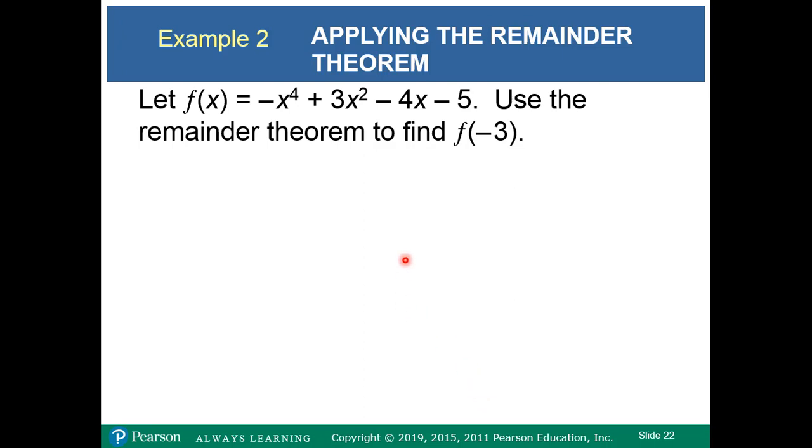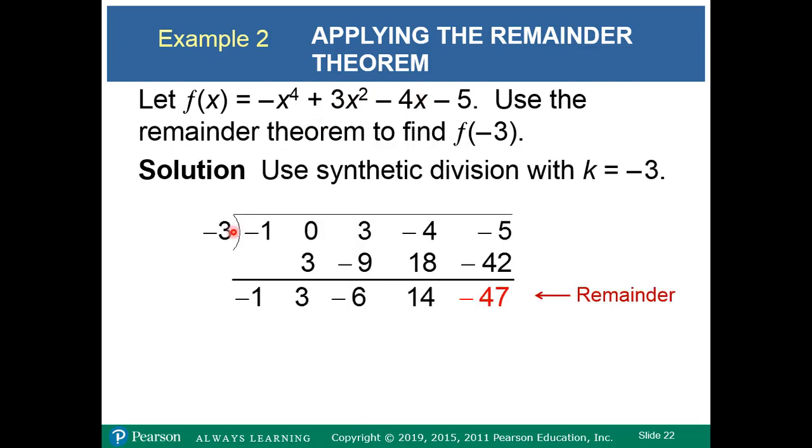Now, what about this one? We want to use the remainder theorem to find f of negative 3. Well, this is going to be our k value, so we're going to use synthetic division to divide this by negative 3. And so if we start with negative 3 and we do the coefficients, right, notice that we missed a term here, x cubed, so we put a 0 here, okay? Make sure you put the 0, okay? It will prevent you from making unnecessary mistakes. Okay, so we drop down the negative 1.